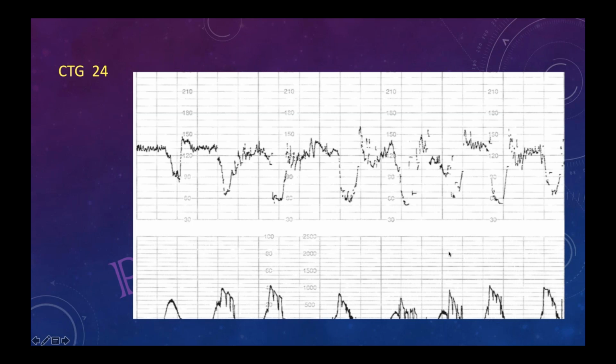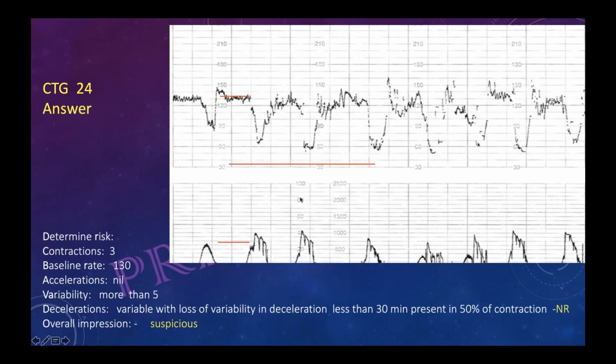So it's suspicious. Why? Because it has got one NR feature. So here, if you see in this 10 minutes, 1, 2, 3 contractions are there, and baseline will be 130. Here there are no contractions going above, so this is 130. There are no accelerations. Variability is fine.